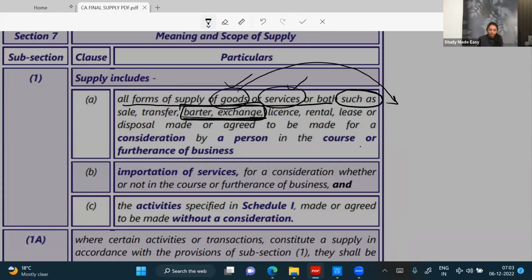Anyone? Barter, exchange. In barter, goods are exchanged against goods, but in exchange it will be goods plus some money involved. Like we shop for a mobile on Amazon. You sell your old mobile and then you buy a new mobile. So that is an exchange because you additionally pay cash as well.